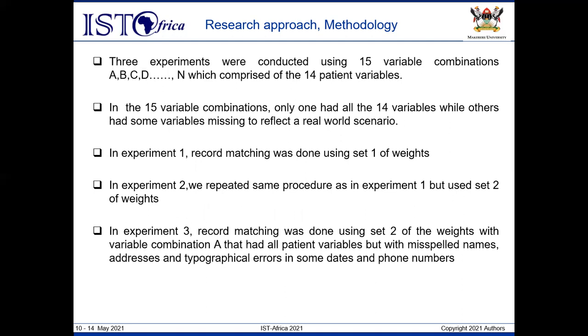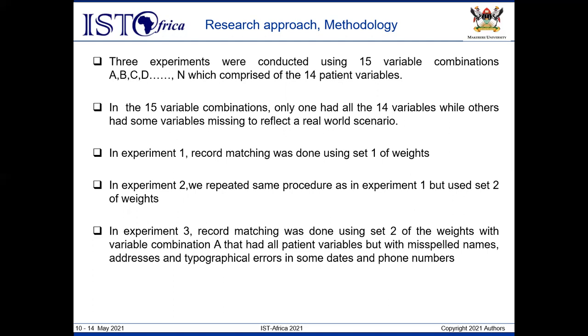So 3 experiments were conducted, and here we used 15 variable combinations from the 14 patient variables, and we named these variable combinations A, B, C, D up to N. In the 15 variable combinations, only one variable combination had all the 14 variables, while others had some missing information to reflect the real world scenario.